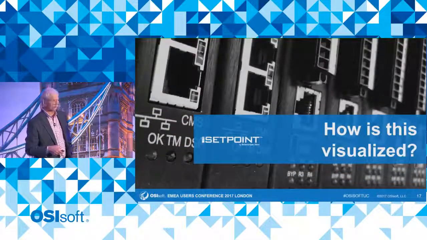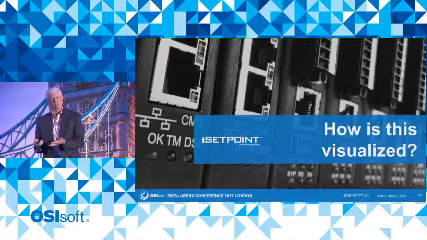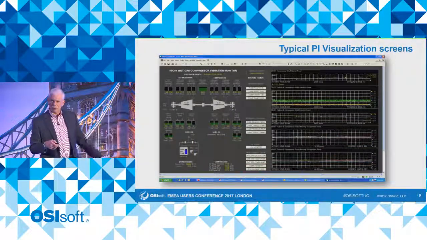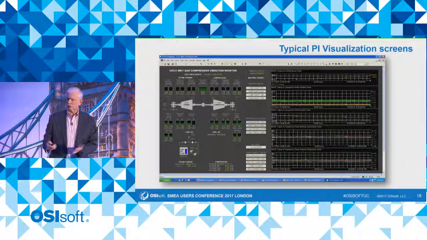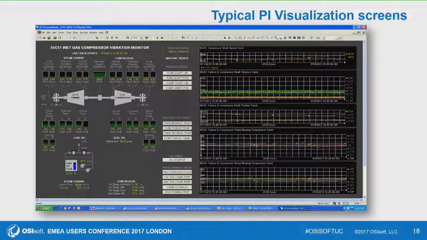So how do we visualize this data? It's fine that we can put it into a Pi server, but Pi doesn't know how to visualize most kinds of vibration data. You know, it can visualize trends. So this is a process book screen, for example, that one of our customers in the Houston ship channel at a refinery built. And he made a machine mimic diagram, and he made little bar graphs to show current values and alarm statuses and trends.